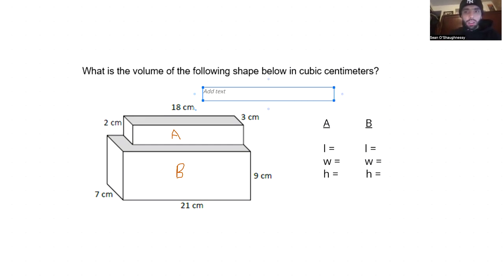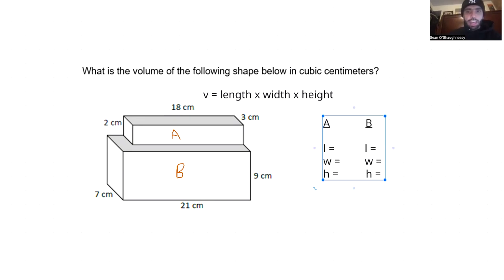So we see A. We look at A's length right here. That's 18. We look at A's width. That's 3. We look at its height. That's 2. Then we're going to look at B. You look at B, its length is 21. Its width is 7. Its height is 9.